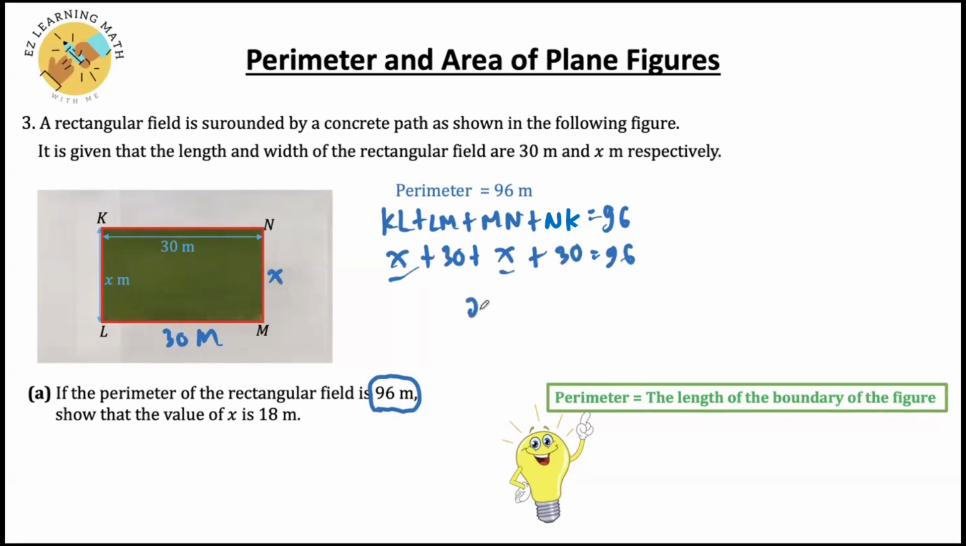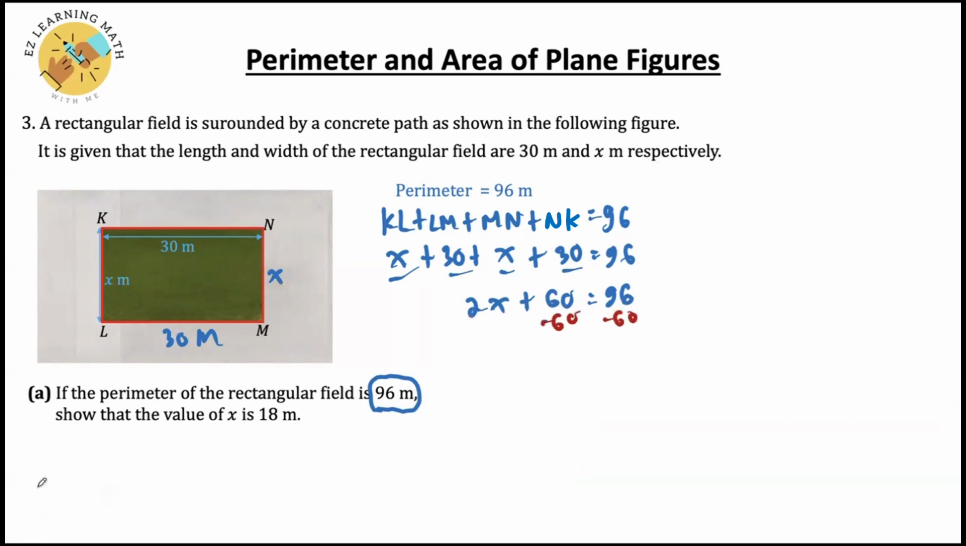So add x and x becomes 2x, and then 30 plus 30 is 60. And then we subtract 60 from both sides. So we get 2x equals to 36. And now let's divide both sides by 2. Then we get x equals to 18 meters. It's shown.